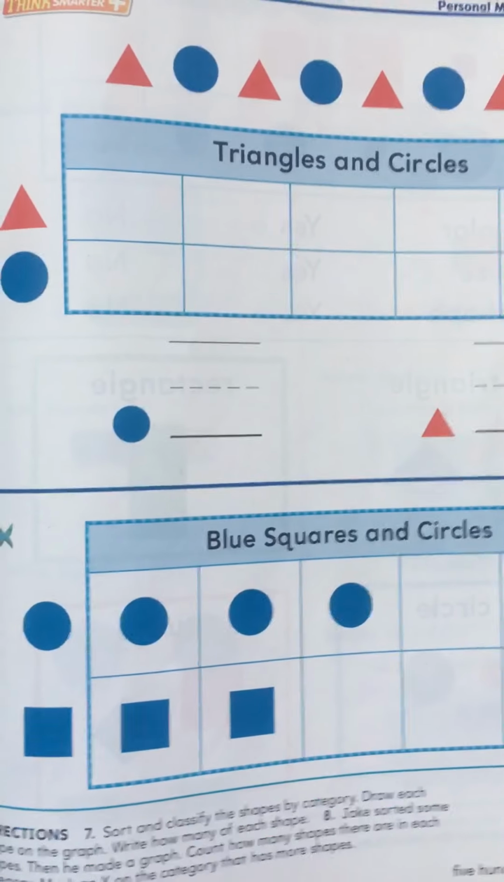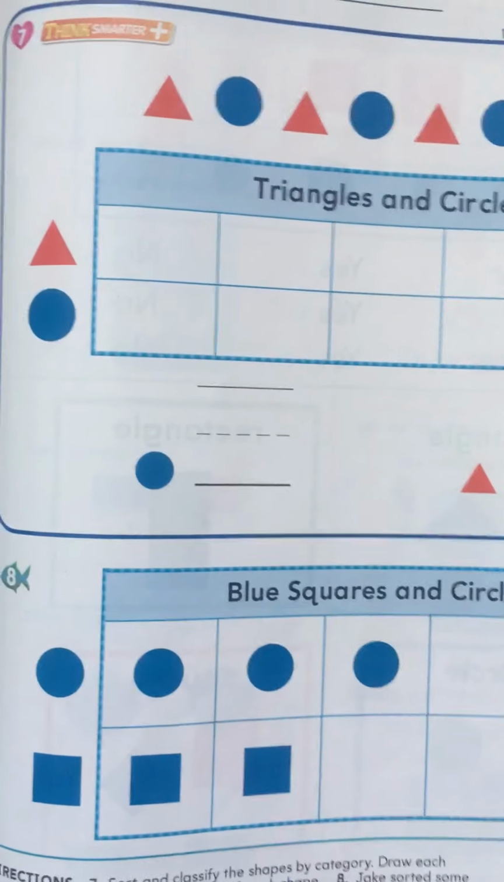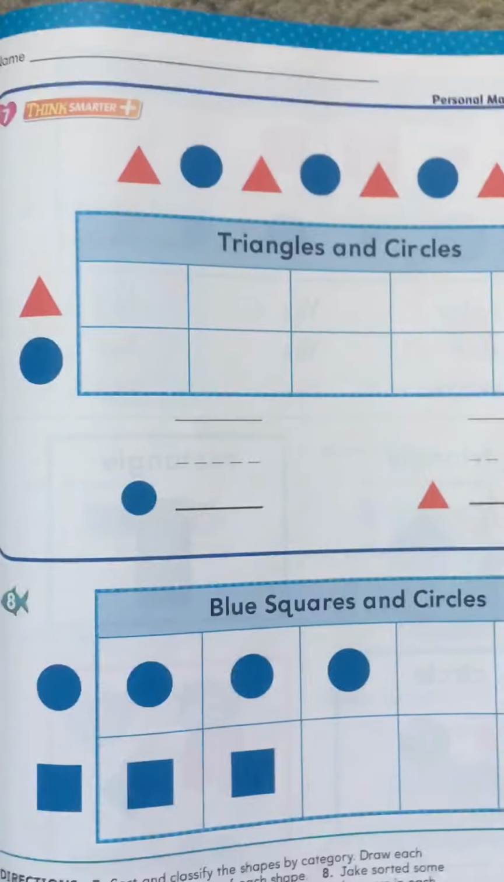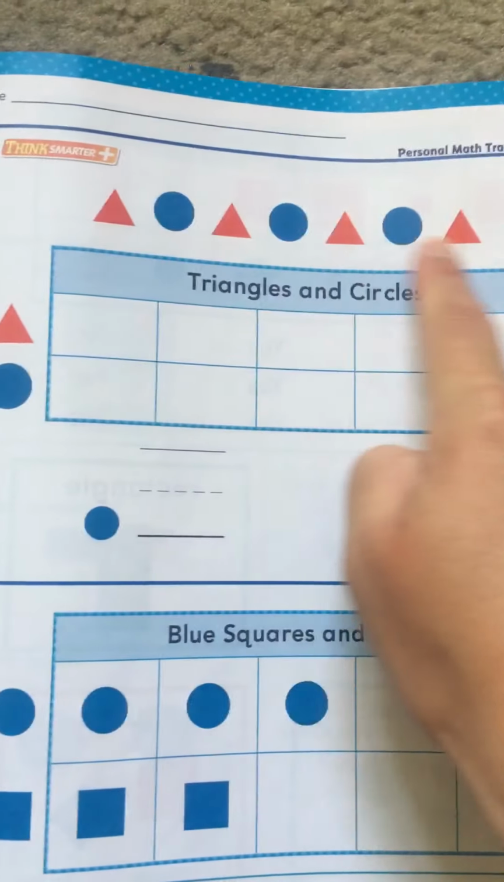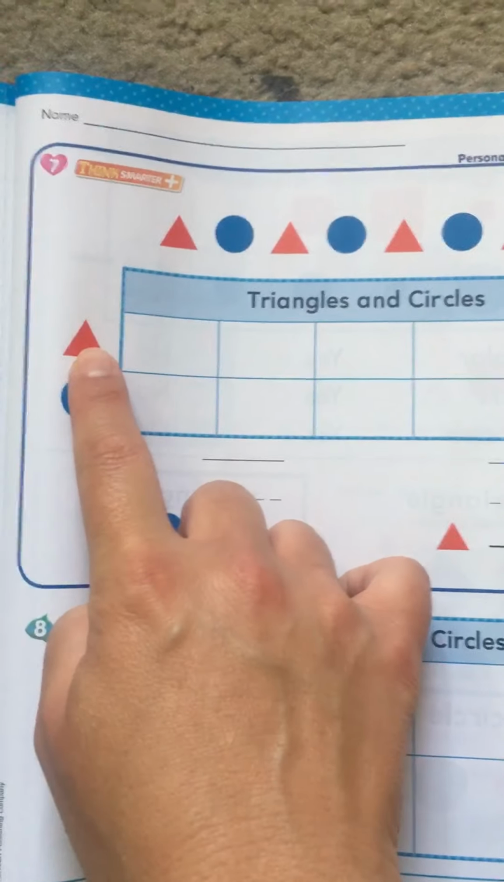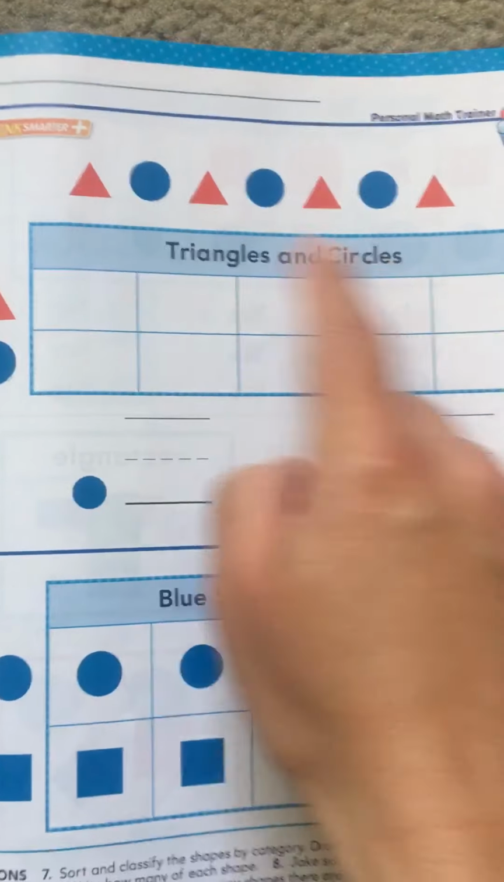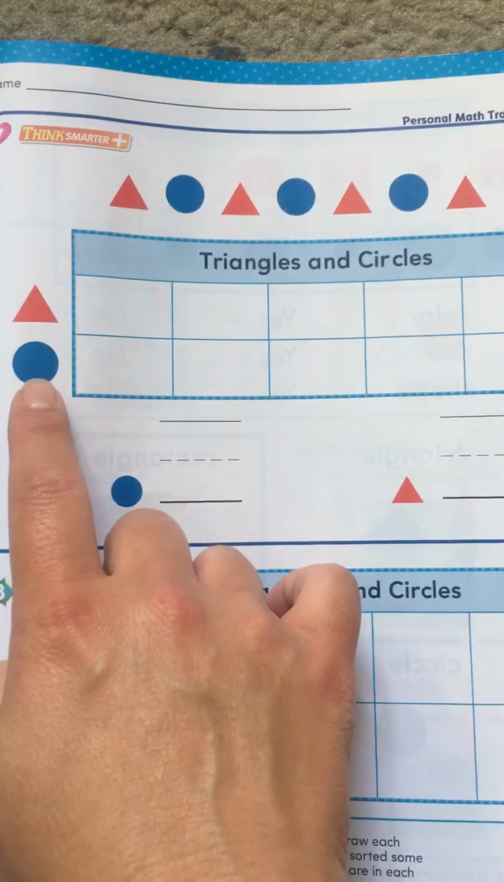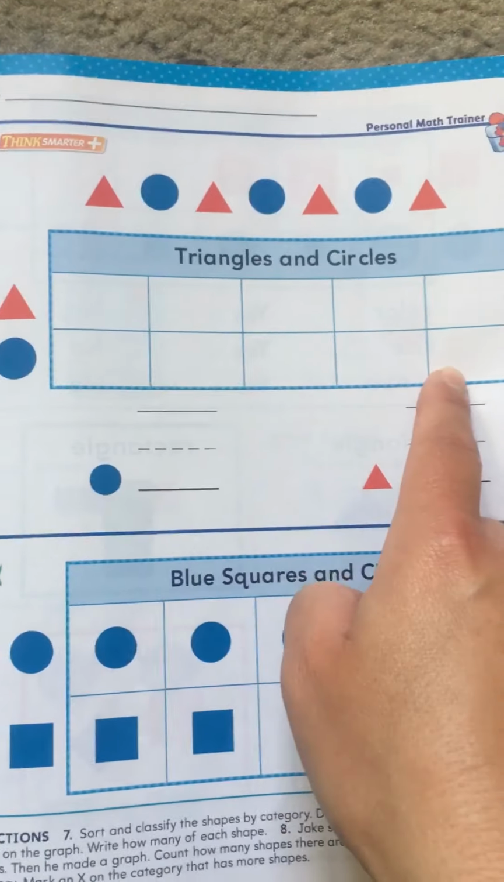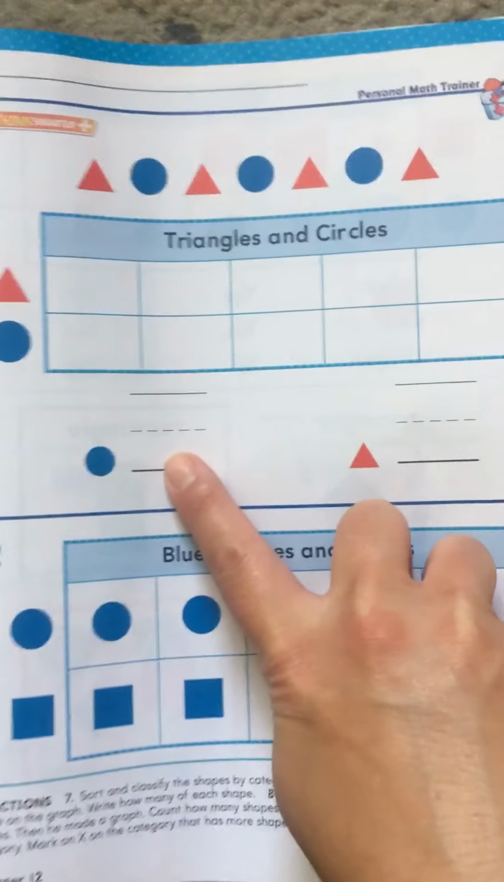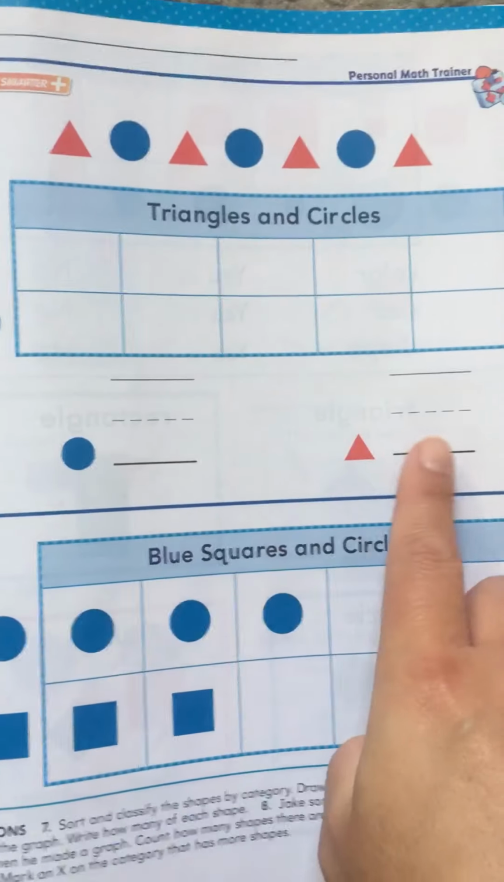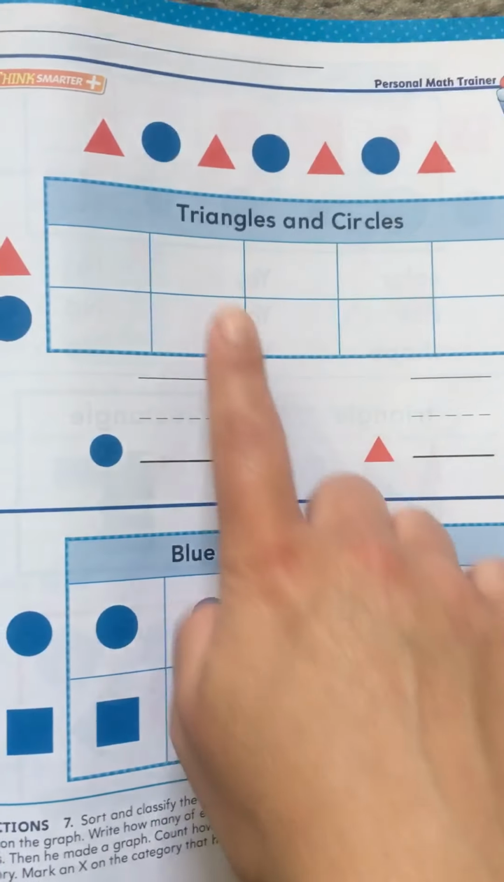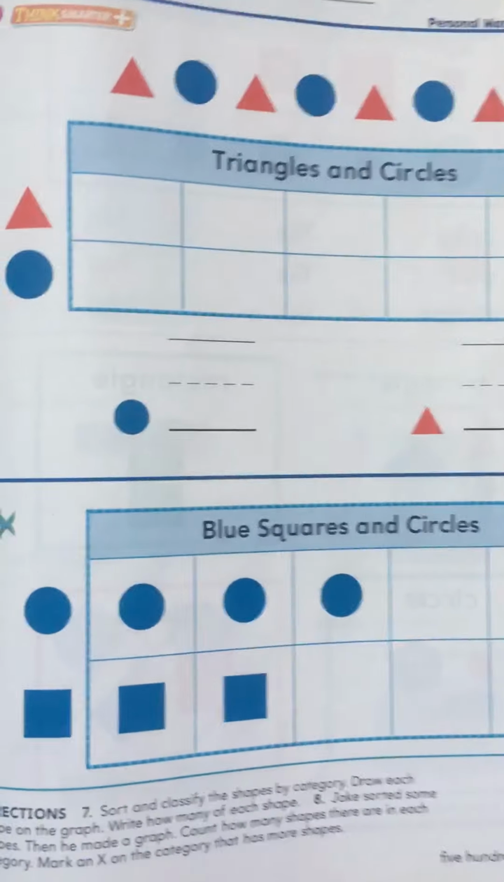So you're going to sort the shapes by category. So you see up at the top, we have all these shapes, and you're going to sort them next to the triangle and draw how many triangles you see up above, and next to the circle, the blue circle, and draw how many blue circles you see from up above. Then you're going to write your numbers next to the blue circle and your number next to the red triangle looking at the graph above.